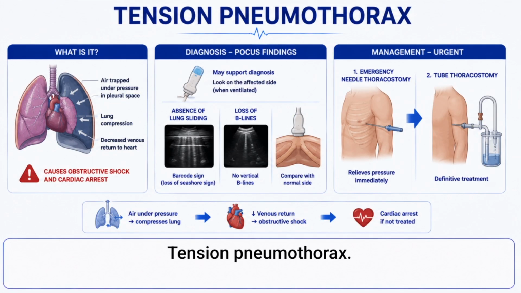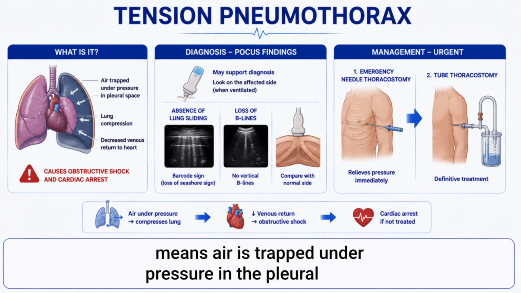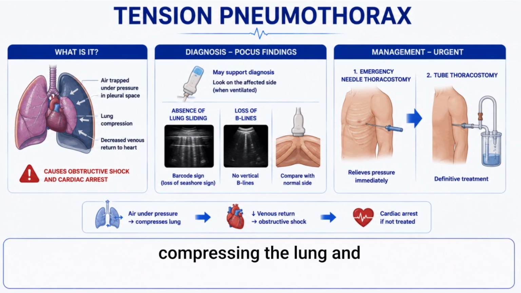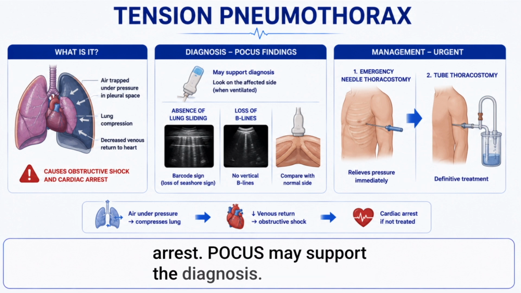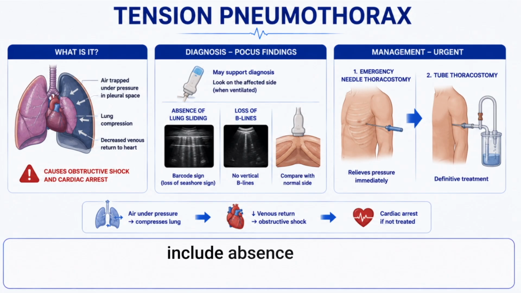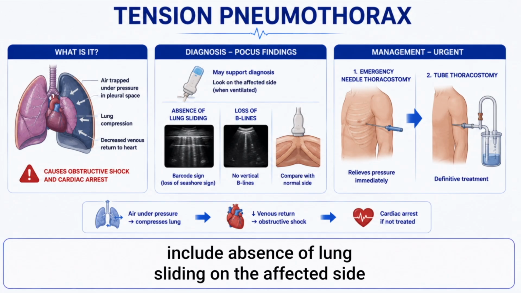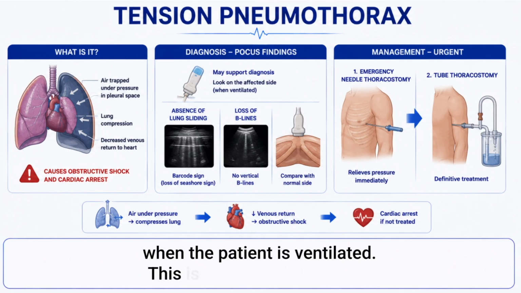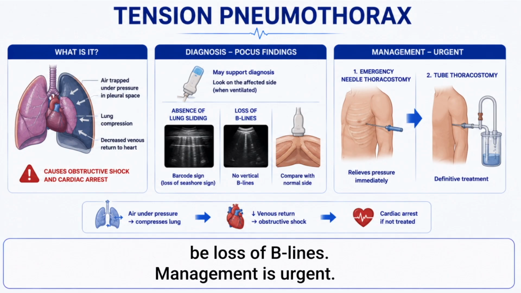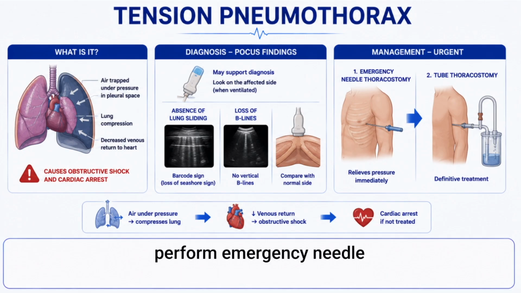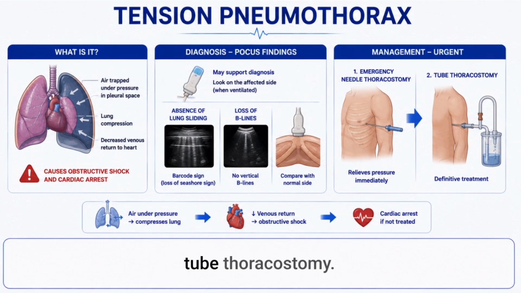Tension pneumothorax. Tension pneumothorax means air is trapped under pressure in the pleural space, compressing the lung and impairing venous return to the heart. It can cause obstructive shock and cardiac arrest. POCUS may support the diagnosis. Findings can include absence of lung sliding on the affected side when the patient is ventilated. This is sometimes called the barcode sign or loss of the seashore sign. There may also be loss of B-lines. Management is urgent. We perform emergency needle thoracostomy, followed by tube thoracostomy.